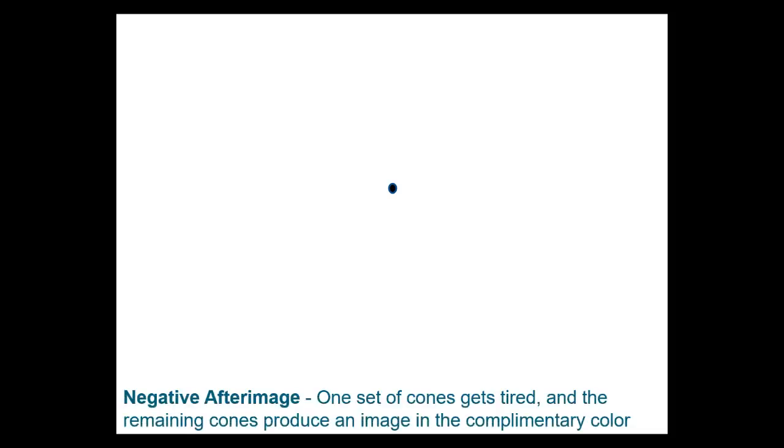Okay, so now I want you to write down what you saw. Okay, so what happened there is what's called a negative afterimage. This is what happens whenever one set of cones gets tired and the remaining cones produce an image in the complementary color. It's pretty neat, and it happens to us all the time, and we don't even realize it sometimes.